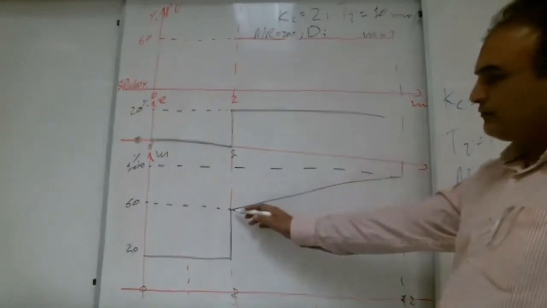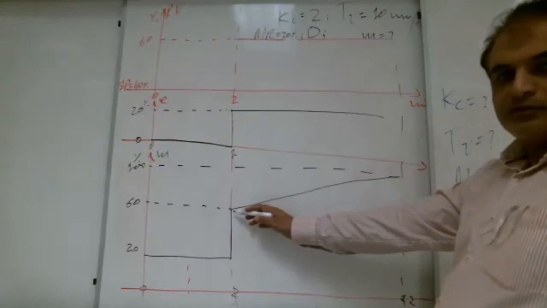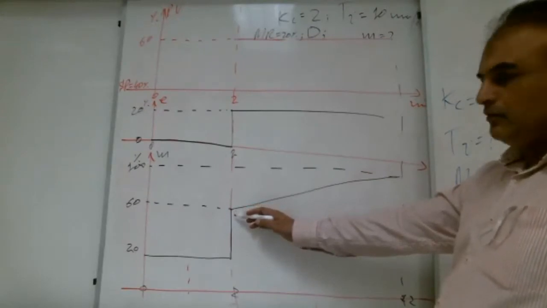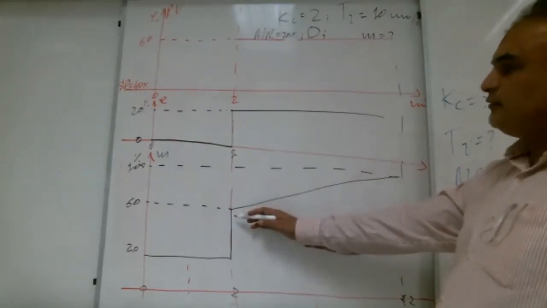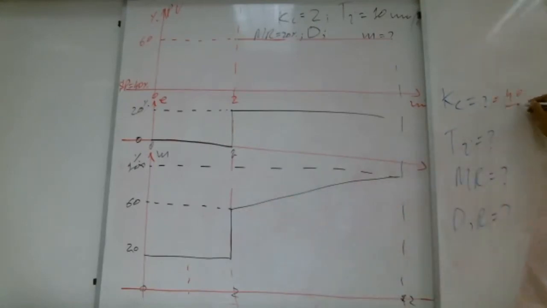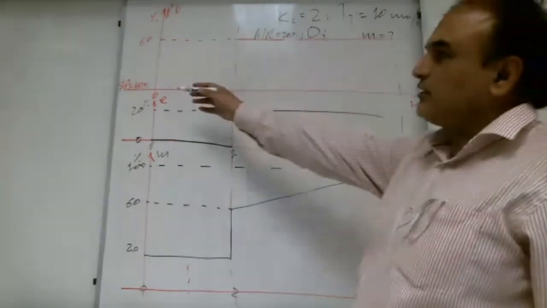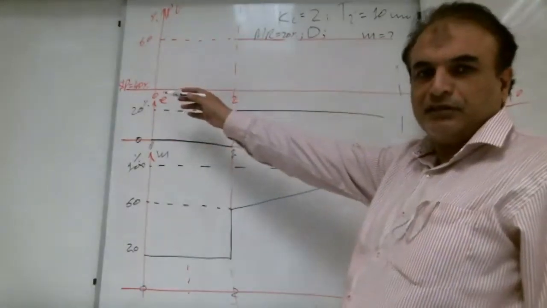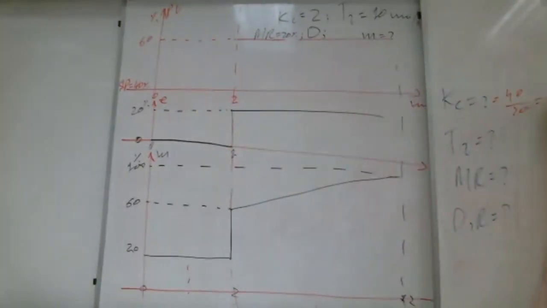100 minus 60. Right, Shabab? That is 40. And what is the change in the error? 60 minus 40, that is 20. So how much? 2. Right, Shabab?